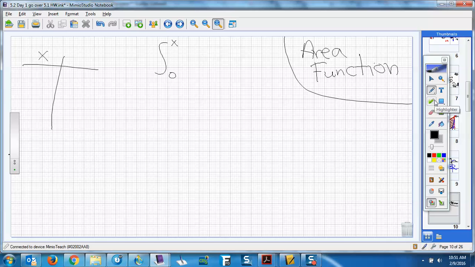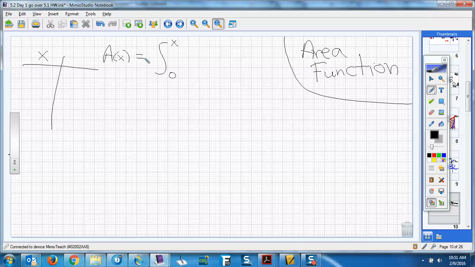The slope function was called f prime. We don't really have a name for the area function right now. We'll just call it big A of x for right now. A for area. But our input into that function is the right edge of our area. So it's kind of unusual.